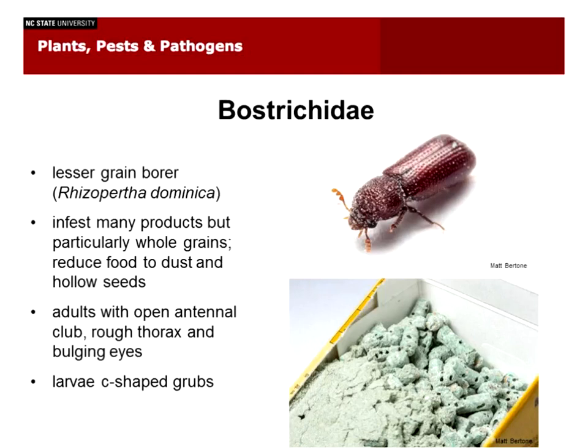Now, to identify these, the adults have open antennal segments, much like the drugstore beetle, and they have a large prothorax that kind of covers the head and is rough, and then these bulging eyes. They also typically have a very blunt tip of the abdomen and very large pits on the elytra. And the larvae are C-shaped grubs, actually very similar to anobiids, and it may be that the anobiids are just a type of Bostrichid at some point, or vice versa.